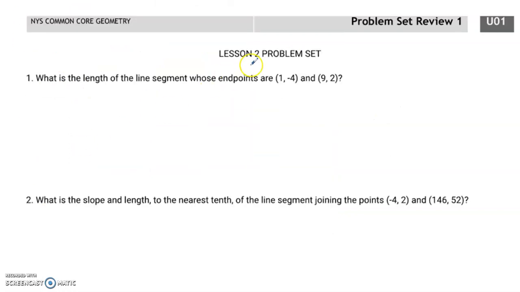All right, moving on to lesson 2 problem set. Pause the video and make sure you answer these questions, and then come back to see if you got them right.